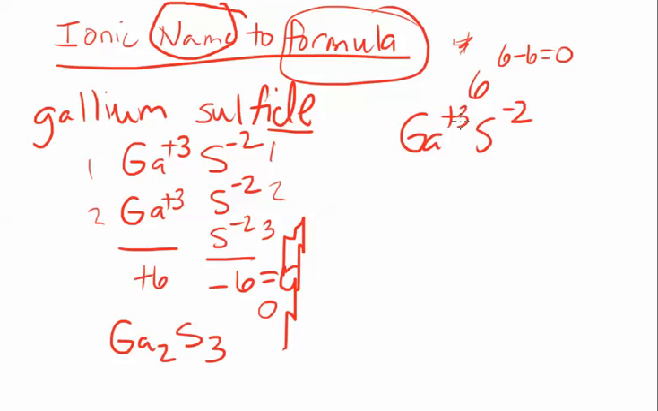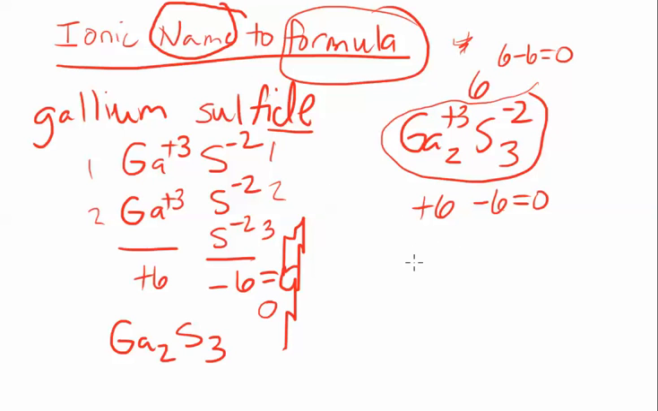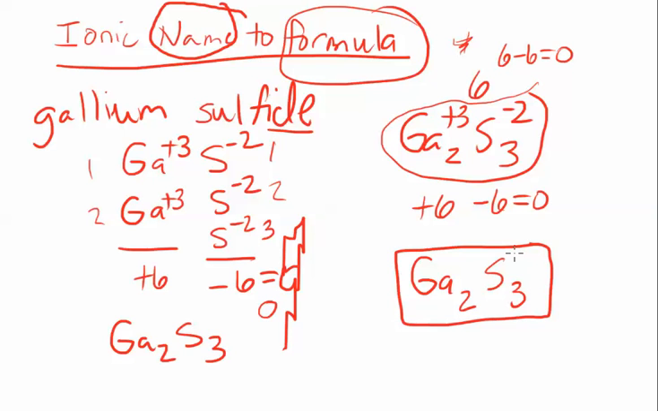How many galliums do we need to get to 6? Gallium is plus 3, so we need 2 galliums. That will give us plus 6. We need -6, and sulfide is -2. What times 2 will give us 6? That's going to be 3. That'll give us -6, and that equals 0. Then we write the formula all nice and pretty. The final formula only has the symbol of the ion and the subscript. So here is our final formula for gallium sulfide.